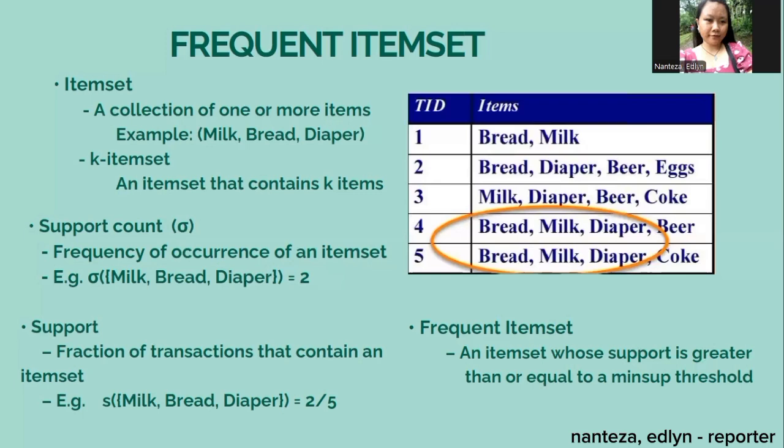Support. This is the fraction of transactions that contain an item set. For example, the support of milk, bread, diaper is 2 over 5, meaning this combination appears in 2 out of 5 transactions. Frequent item set: an item set whose support is greater than or equal to a minimum support threshold. This means that the item set appears frequently enough in the transactions to be considered significant.